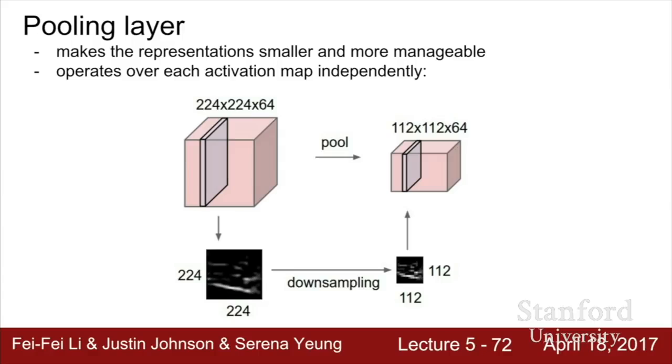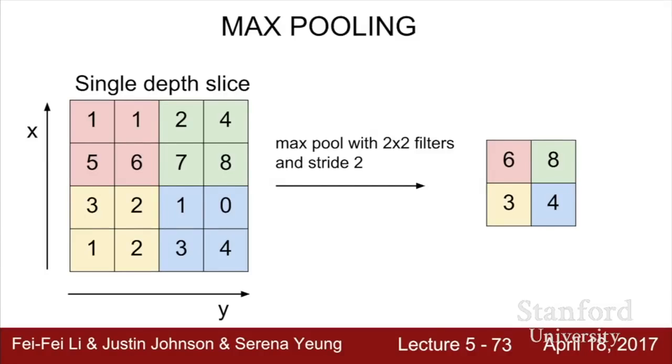It's important to note this doesn't do anything in the depth. We're only pooling spatially, so your input depth is going to be the same as your output depth. A common way to do this is max pooling. In this case, our pooling layer also has a filter size, and this filter size is the region over which we pool. So if we have 2 by 2 filters, we slide this with stride 2.